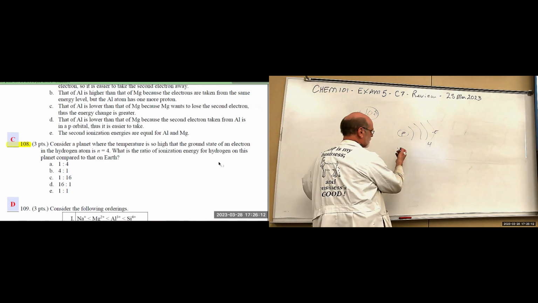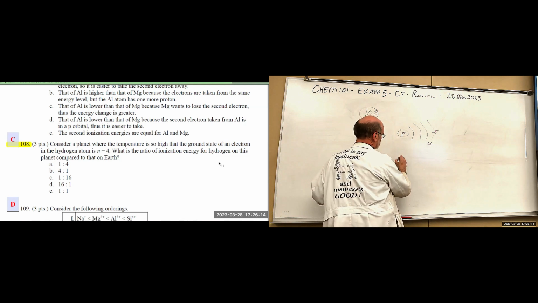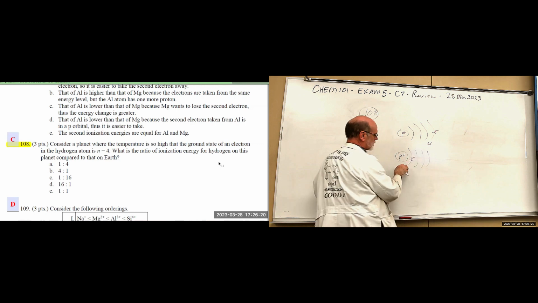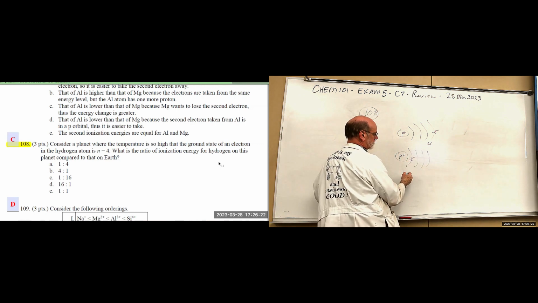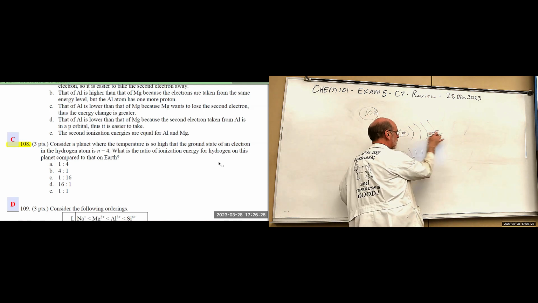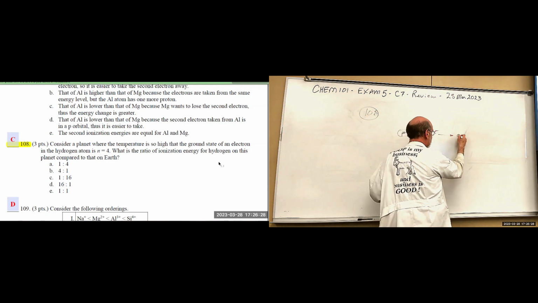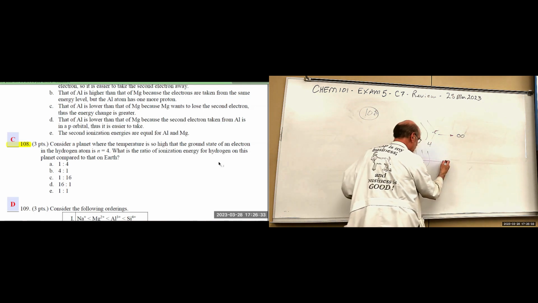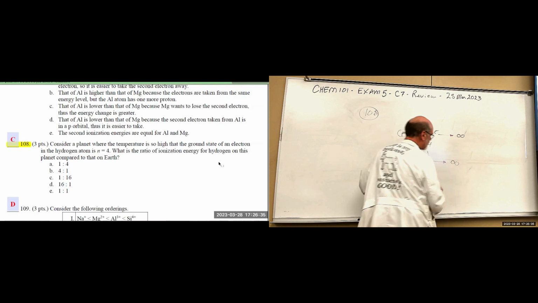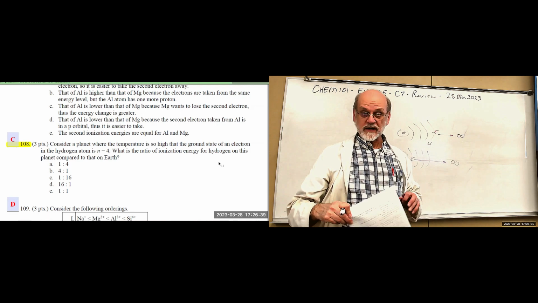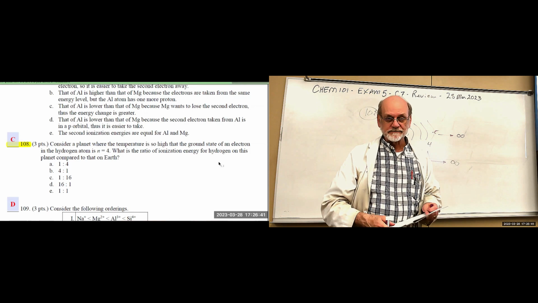So on Earth, hydrogen has its ground state here at 1, with 2, 3, 4 above. So how much energy does it take to go from here to infinity? And how much energy does it take to go from here to infinity? That's the ionization energy that they're talking about. What's the ratio of the two?